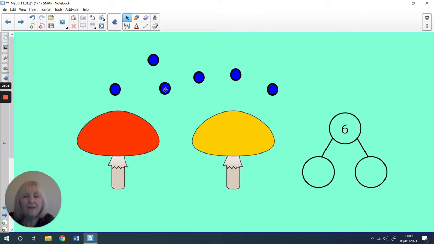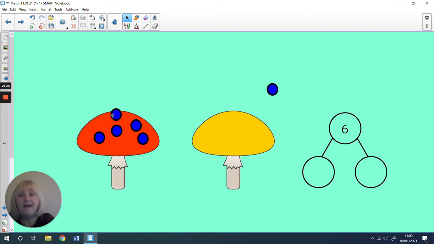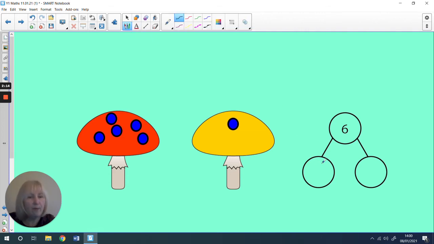Okay, maybe you had 1, 2, 3, 4, 5 over there and just 1 on this side. So then we would write in our parts, we would write 5 and 1. 5 plus 1 is 6.